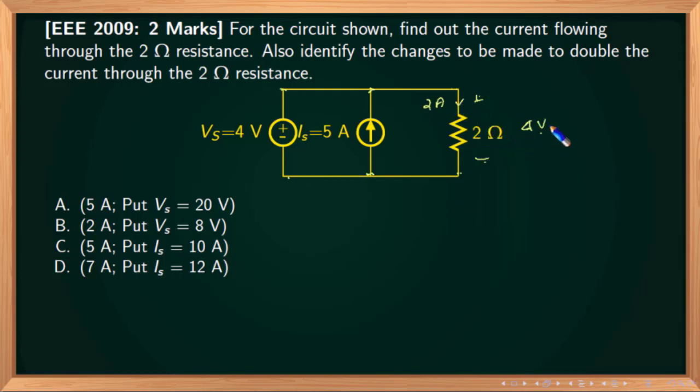Now if I need to double this, if I need to double the 2 ampere, I know that I need to double the potential drop across the 2 ohm resistance, which means that I have to make this 8. So the answer must be 2 ampere and 8 volts.